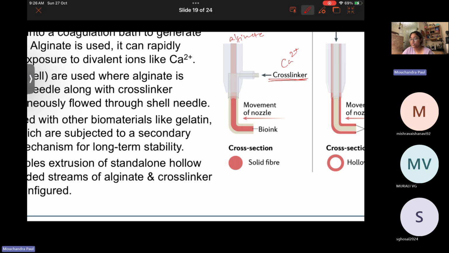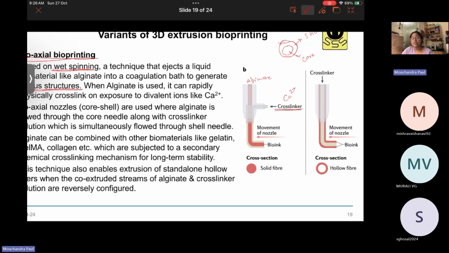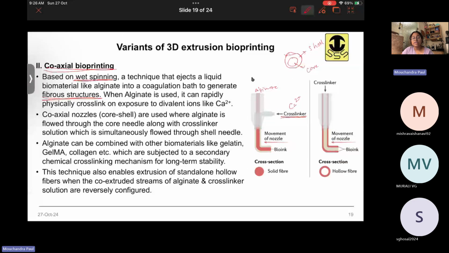That is one configuration. Then you can also combine alginate with other materials, because alginate by itself can be weak when you're culturing those structures for a long period of time. You can mix alginate with GelMA, to do chemical cross-linking after the printing is done. So this is one configuration of coaxial bioprinting. Now it can be reversed.